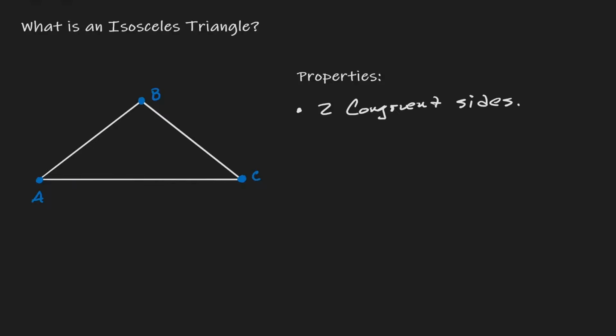Given this illustration, let's make AB congruent to BC. So, if this is true, if we identify that there are two congruent sides, then we can label this as an isosceles triangle. Now, as a result of having two congruent sides, we also have two congruent angles. But not just any angles, but interior angles, which in this case, let's label them as angle A and angle C.